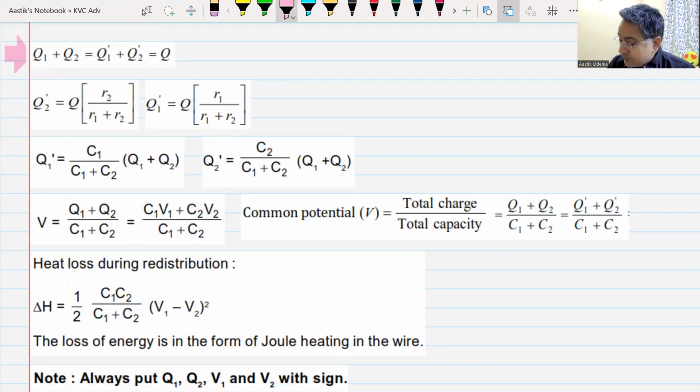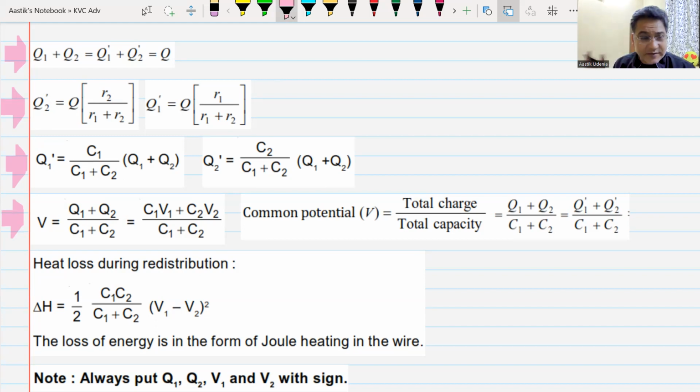You can call it Q. From there, you can find out the value of Q2 dash and Q1 dash in terms of R1, R2, in terms of C1, C2. Do we understand this? How I found it out? You have already done this before. Yes. Common potential is total charge divided by total capacitance. You can write it in this form. You can write it in any of the 4 forms.